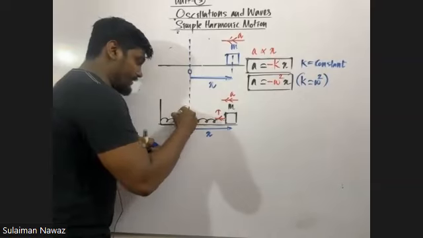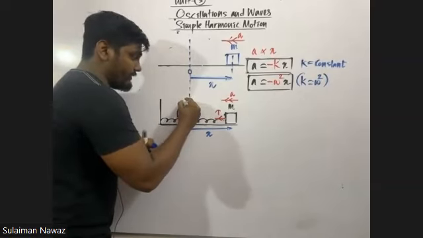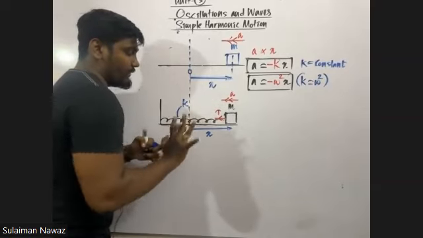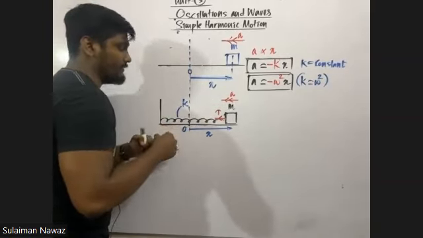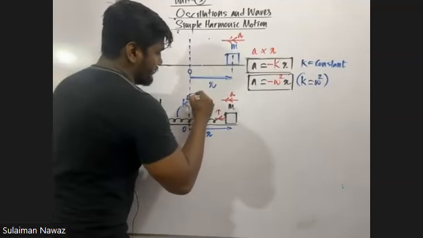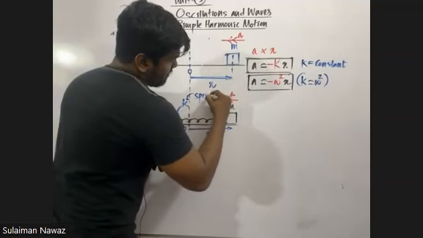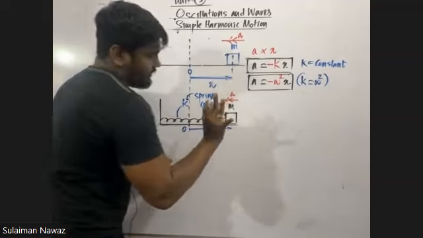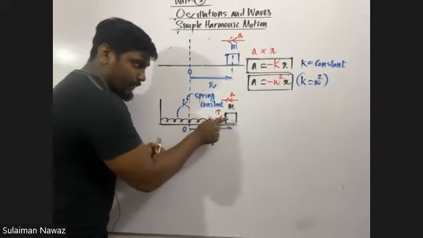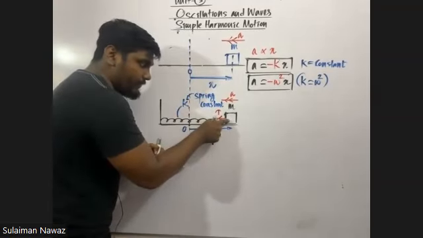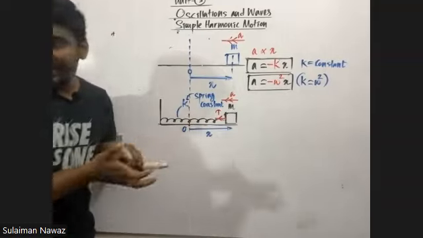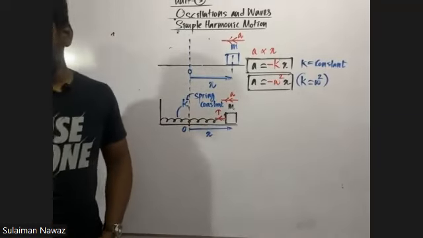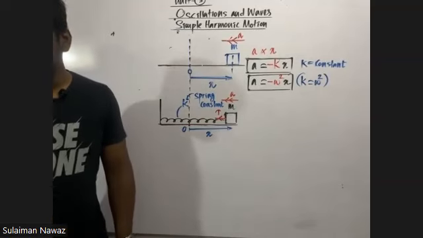So therefore, let's say capital K. Here K means what? Here K means spring constant. Now we know the characteristic equation. Suppose this object moves in simple harmonic motion, we know the characteristic equation is what? a equals minus omega squared x, right?